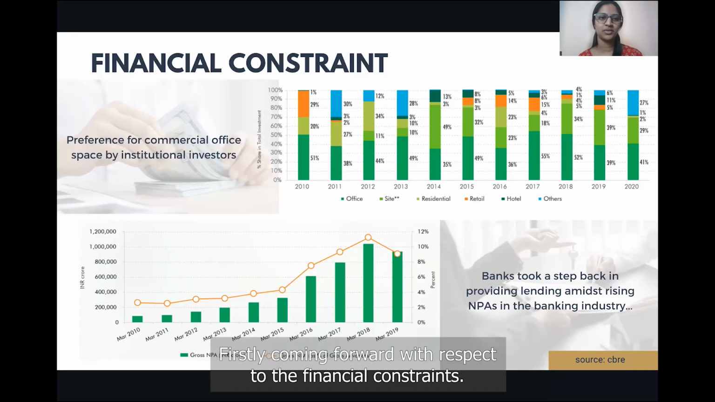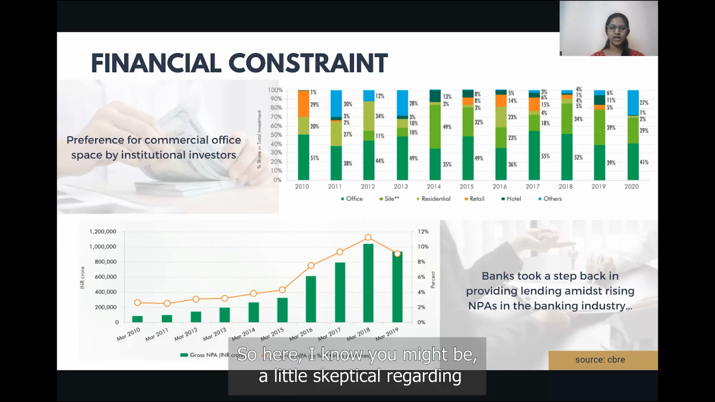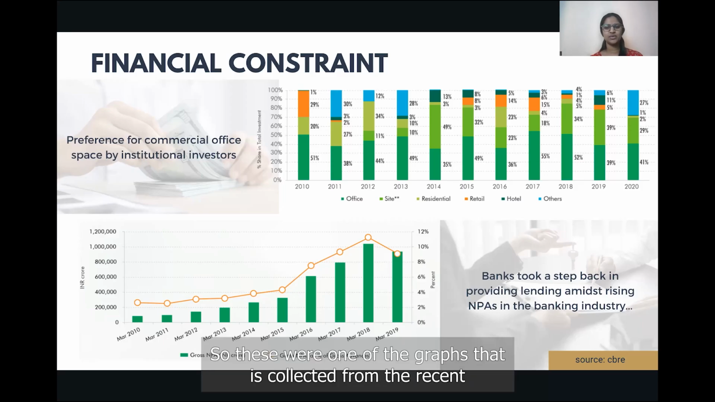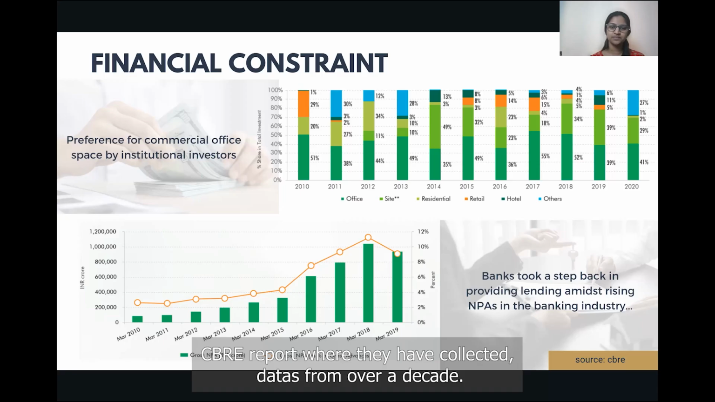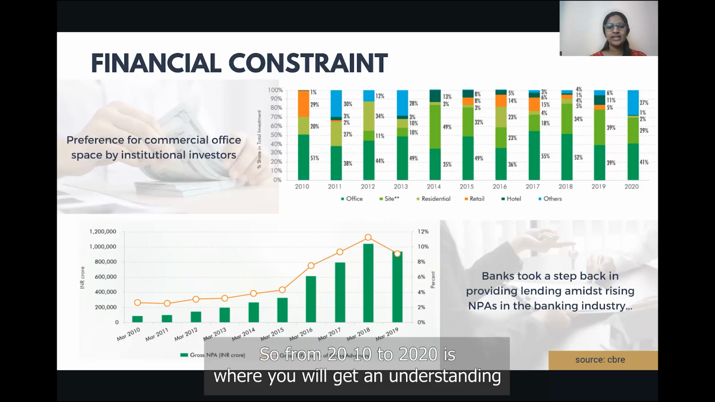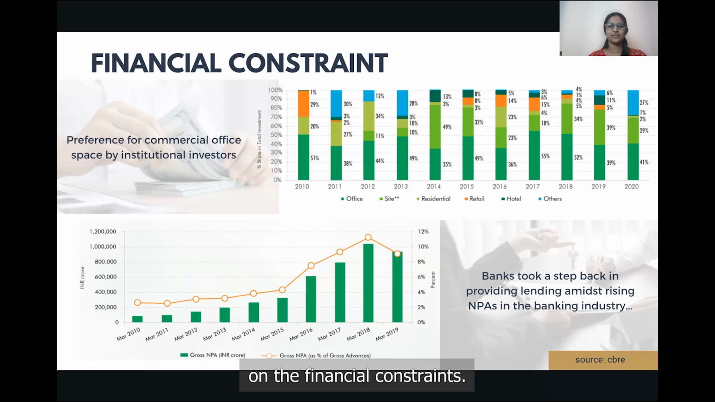Firstly, coming to the financial constraints. Here, I know you might be a little skeptical regarding what all these graphs are. These are graphs collected from the recent CBRE report, where they have collected data from over a decade. So from 2010 to 2020 is where you will get an understanding of the financial constraints.